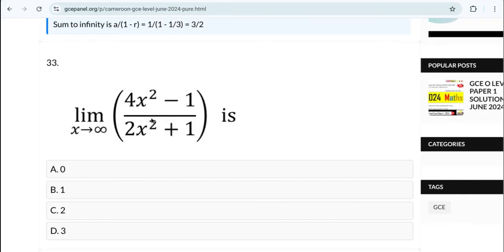For the denominator, the same thing. 2x squared plus 1, as x tends to infinity, will have 2 times infinity plus 1. Plus 1 will not really change anything, right? So it's just approximately 2x squared. So we now cancel the divide. You have 4x squared divided by 2x squared, that's going to give us 2. So the limit as x tends to infinity is just 2.